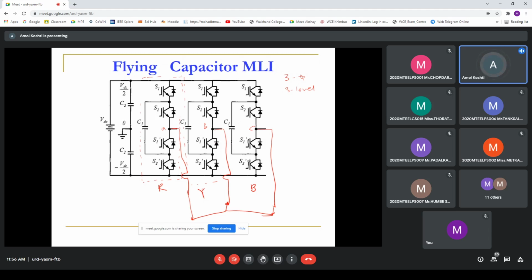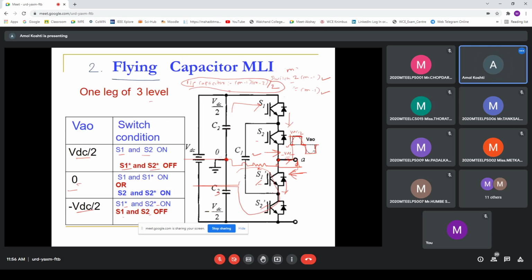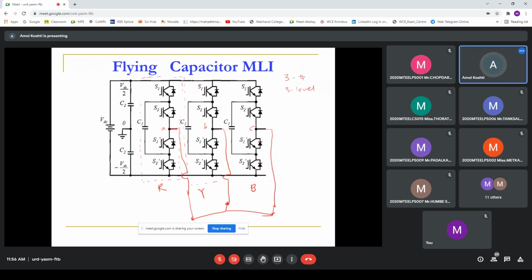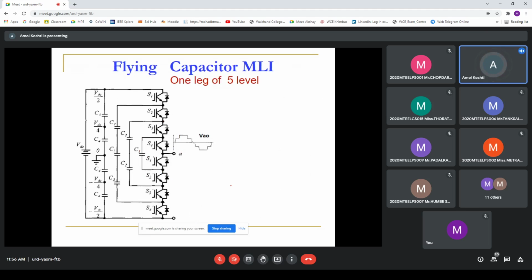So this is about the flying capacitor 3 phase 3 level. We have only this to understand. I'm not extending this for 3 phase, I'm just explaining this logic. Then it can also be constructed for the 5 level.